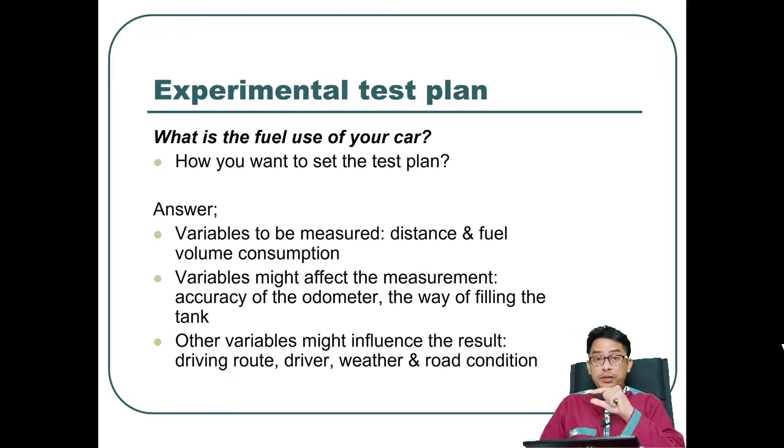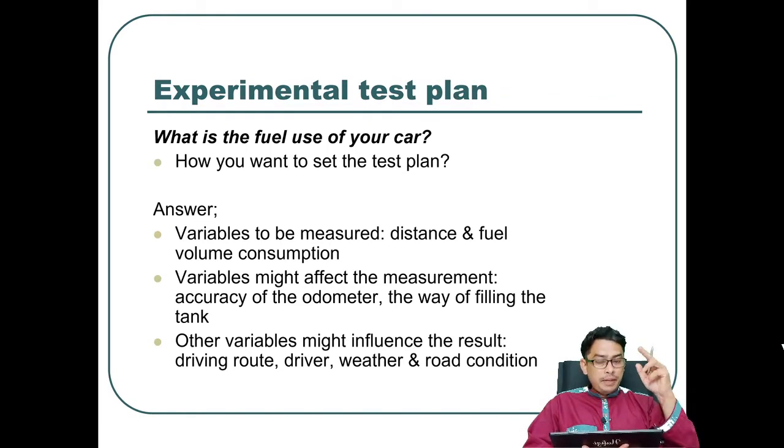We need to plan for distance and fuel volume consumption. These two variables are the independent variables. The dependent variables that we can think of are distance, the movement of the car that gives a distance, and also it will give the velocity or accelerations.